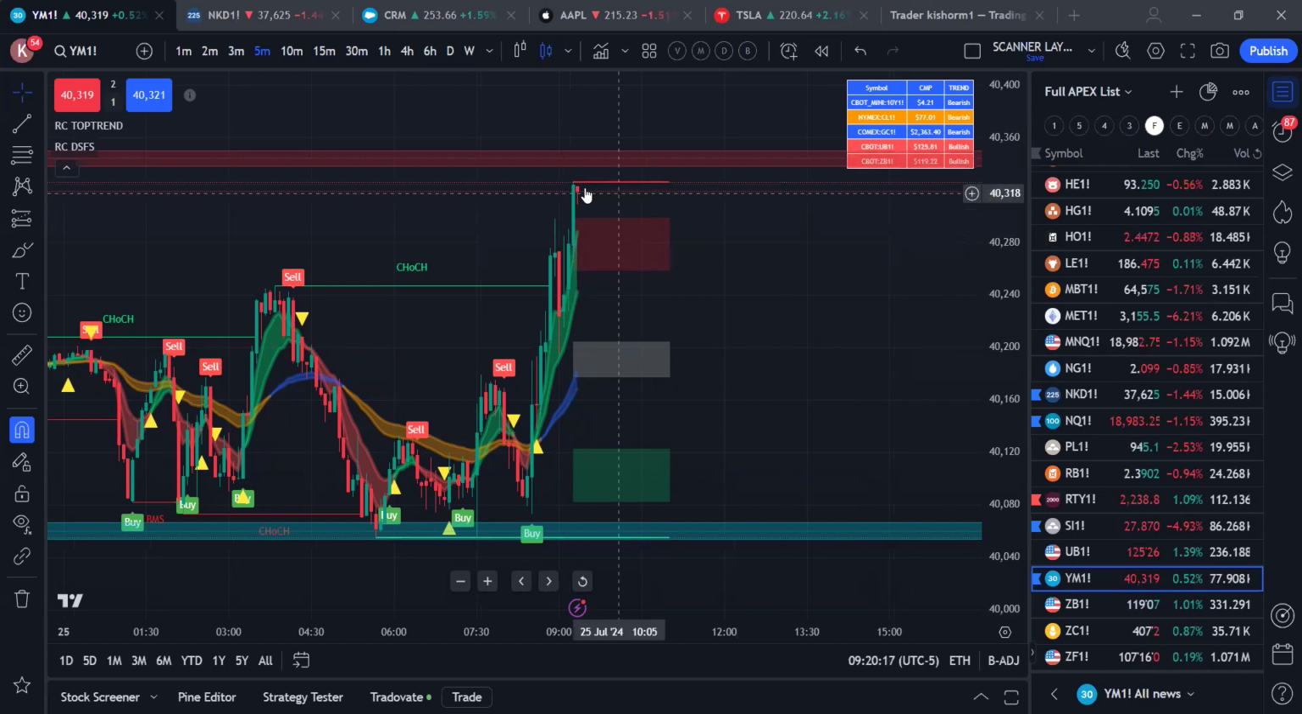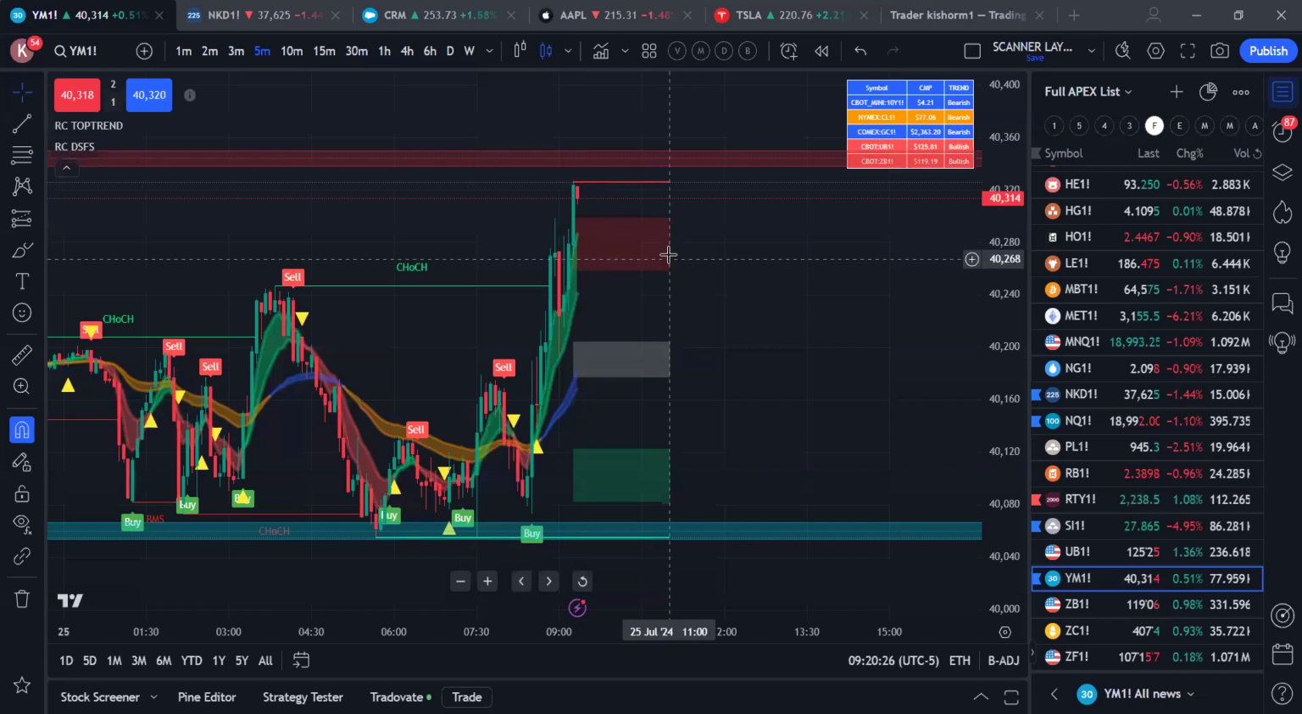So if it goes a little bit up, then our top trend is giving that it will go down. Our scanner is telling it will go down. That is a much stronger confluence. So as of now, top trend has a strong resistance here. Top trend has strong support here.